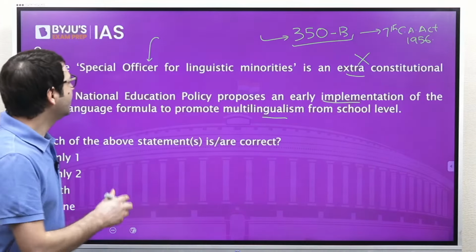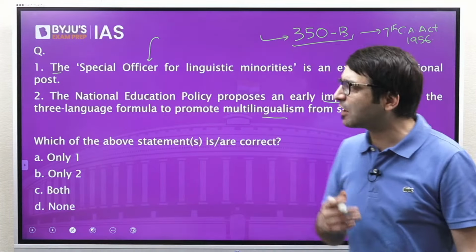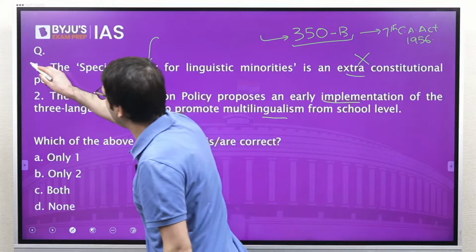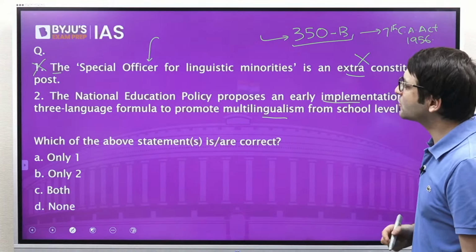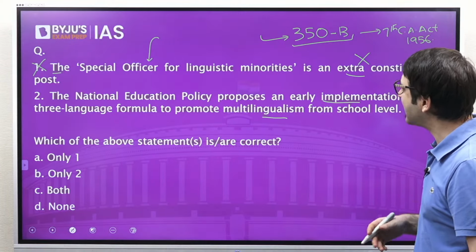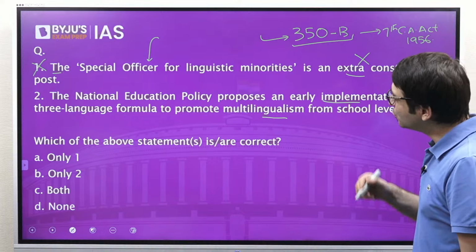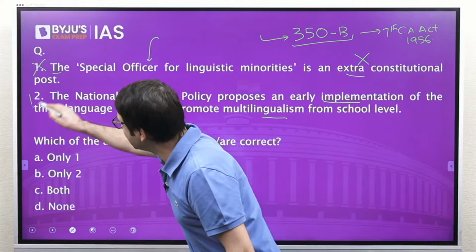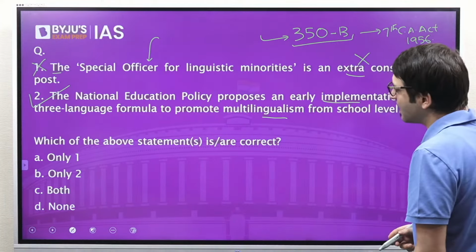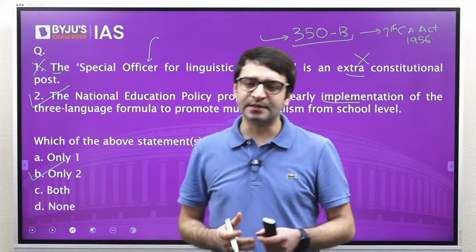What is the question? This Special Officer for Linguistic Minorities is an extra constitutional post. This is wrong because it's a constitutional post. The National Education Policy proposes an early implementation of the 3-language formula to promote multilingualism from school level. This statement is correct. Which of the above statements is or are correct? B. Only 2 is the right answer.